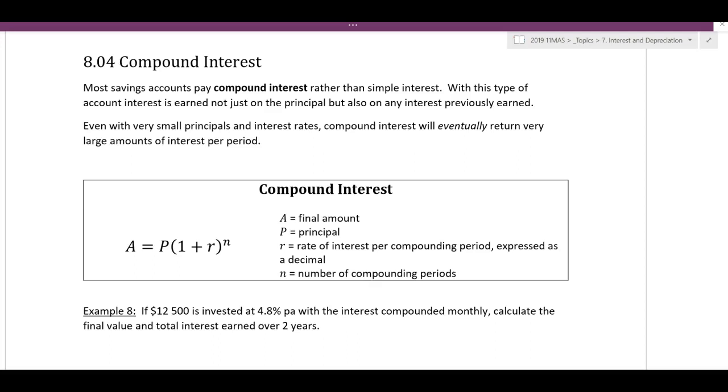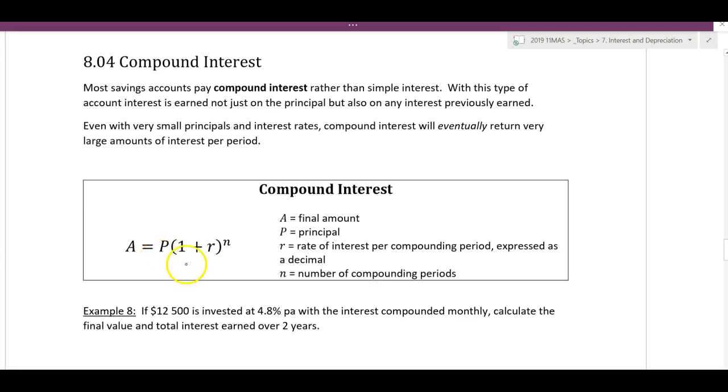Now, we have a formula here and some important distinctions between this formula and the simple interest formula. There are some similarities, but there are important distinctions. First of all, this calculates the final value of the investment. Final amount, A for amount, that's what you will have in the savings account once we have finished with all the calculations. Simple interest doesn't do that. Simple interest tells you how much it increased. This tells you how much you've got.